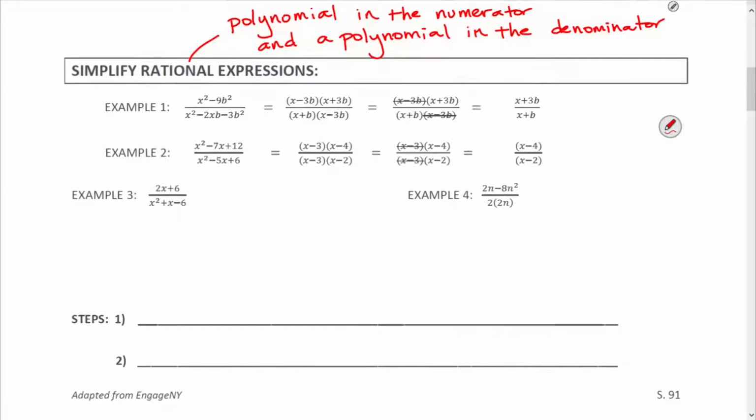In the next video, we'll talk about how to multiply and divide them. In the next video, how to add and subtract them. And then after that, we'll get into solving equations with rational equations. Okay. Right now, we're just simplifying rational expressions.